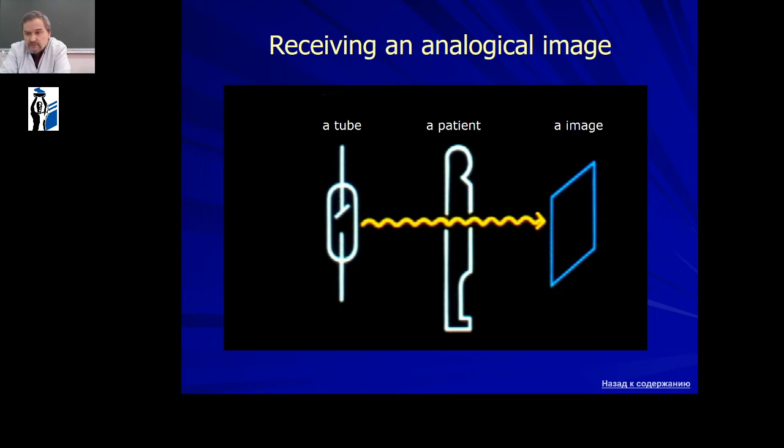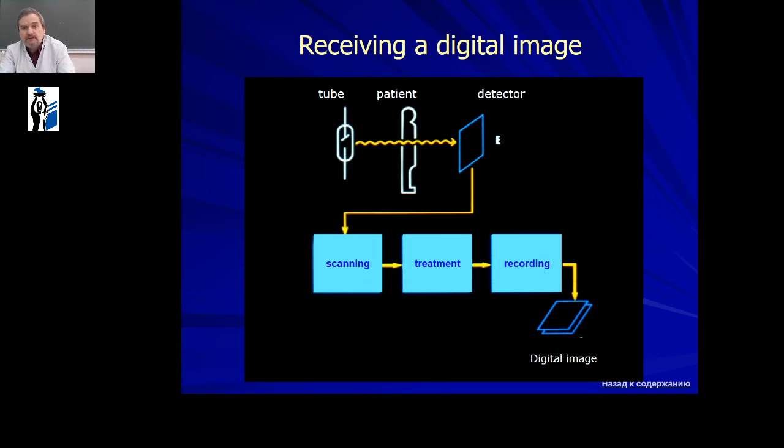This slide represents the principal scheme of receiving an analogical image. X-rays go from the tube through the patient to the ionizing radiation receiver. In this case, it is a sensitive film.